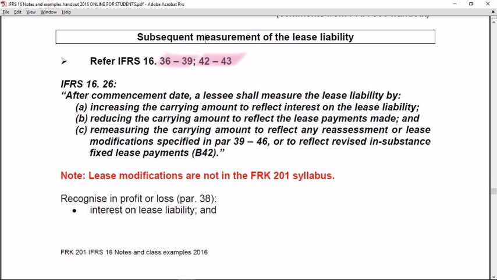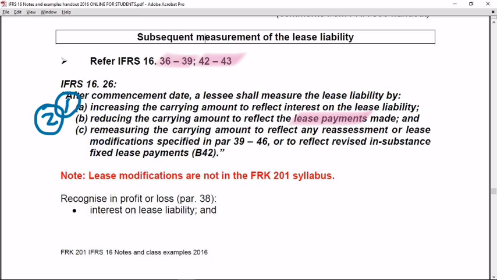After commencement date means subsequent. Firstly, number A, by increasing the carrying amount to reflect interest on the lease liability. Secondly, number B, reducing the carrying amount to reflect the lease payments made. So the first thing you do is to add to the carrying amount of the lease liability the interest earned for a specific period. The second thing you do is to reduce the carrying amount to reflect the lease payment made. Remember, the lease payment includes both interest and capital.